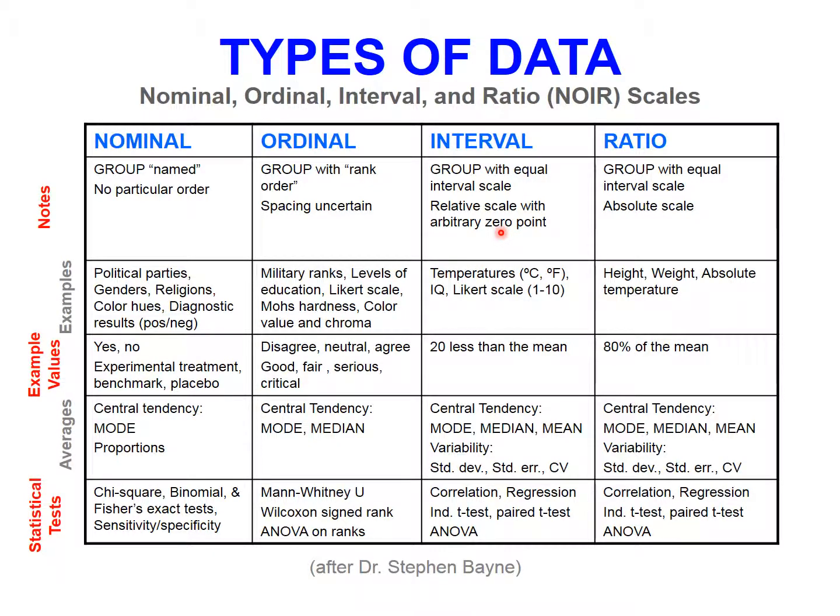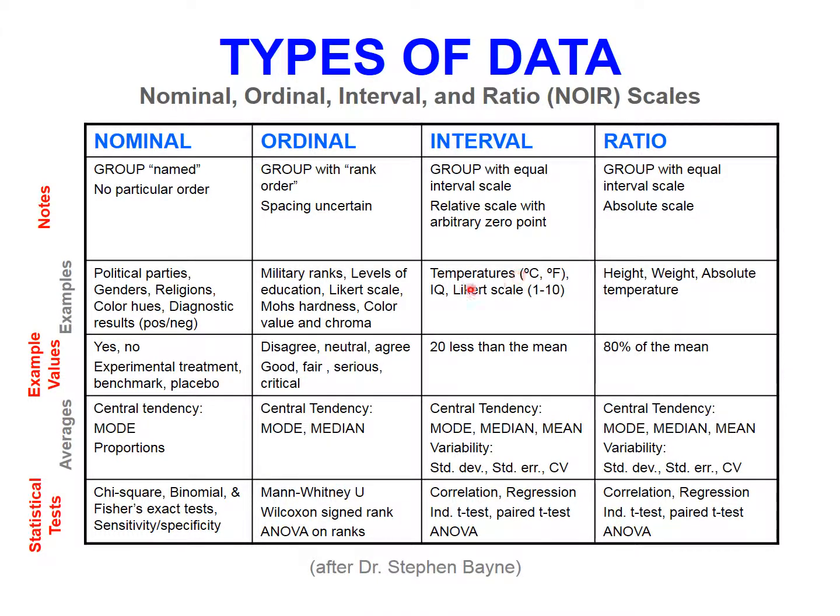So an example would be the Celsius or the Fahrenheit temperature scale, where we know that the difference between 10 degrees and 0 degrees is equal to the difference between 80 degrees and 70 degrees. But we also know that we can't necessarily say that 80 degrees has 8 times the amount of heat content that 10 degrees does. So it's an arbitrary 0 point instead of being absolute 0. And we can't multiply and divide, only add and subtract in intervals.